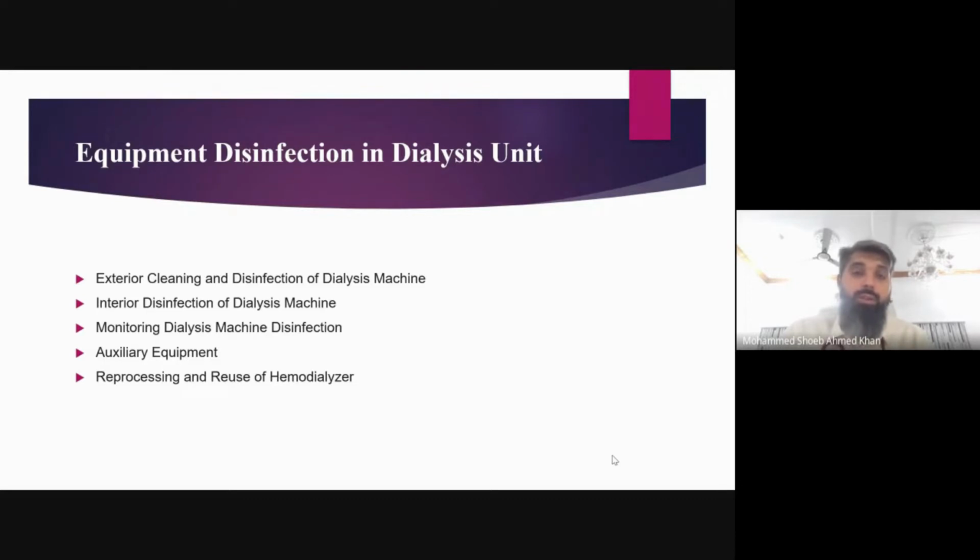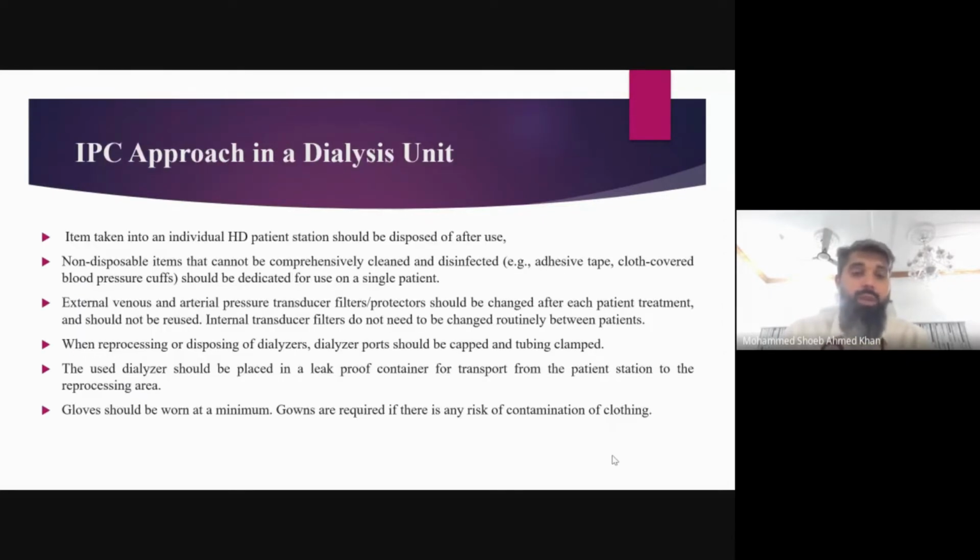And there are certain other equipment which are used in dialysis, like where we store all these things, where the reprocessing unit is, from where these blood tubings are coming, from where these fistula needles are coming, from where the dialyzer is coming. These stores should also be disinfected. These are called the auxiliary equipment. Sometimes the monitors are also kept over there, and the monitor probes should also be disinfected on a routine basis. So what is the IPC approach in our dialysis unit?